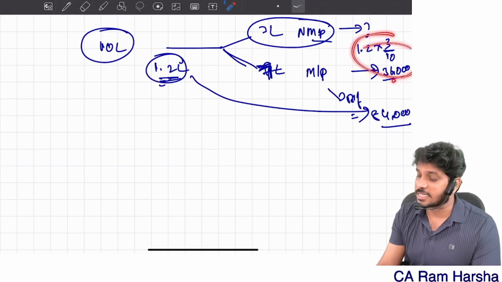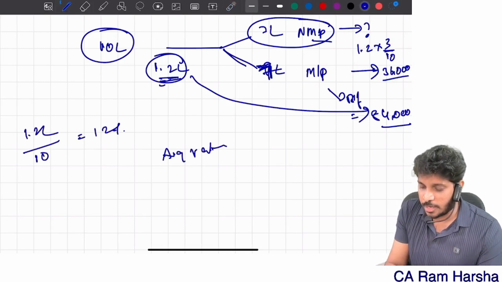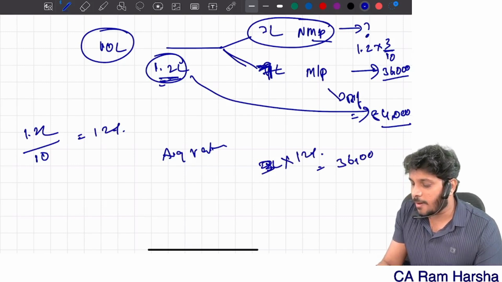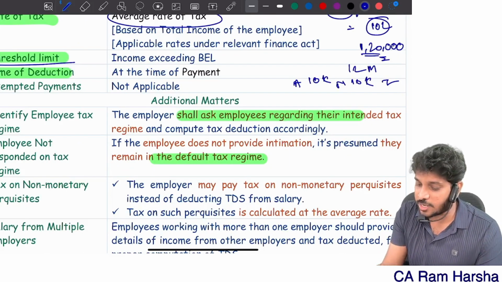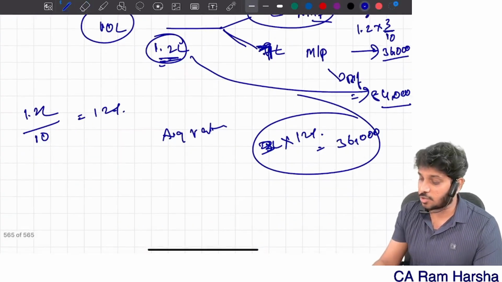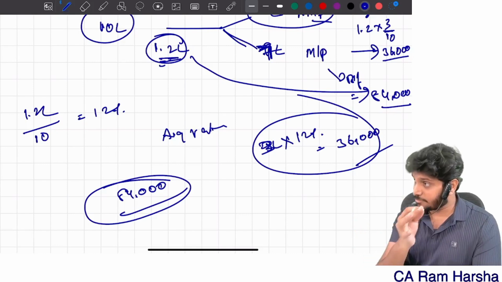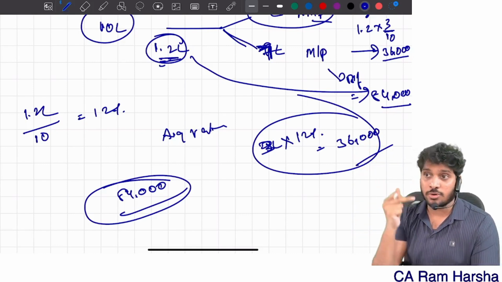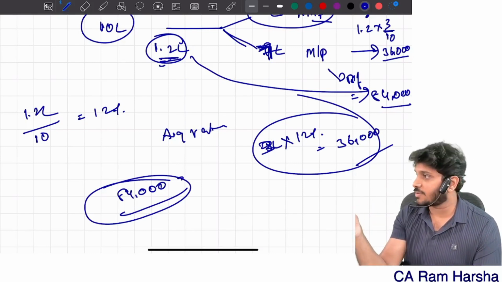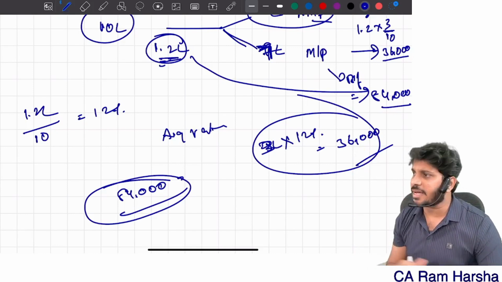How do we compute the tax liability on the non-monetary perquisite? By applying the average rate of tax. For 10 lakhs, 1.2 lakh means 12% is the average rate of tax. 3 lakhs non-monetary perquisite value into 12% is 36,000. That's why they use average rate of tax in this section. The company said they will pay this 36,000, so from my salary in the full year only 84,000 will be deducted. 84,000 divided by 12 means 7,000 per month, which they will deduct from my salary every month.